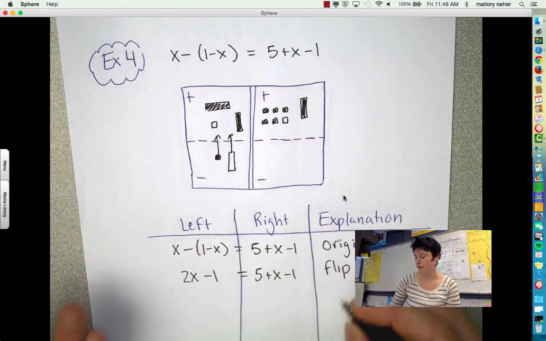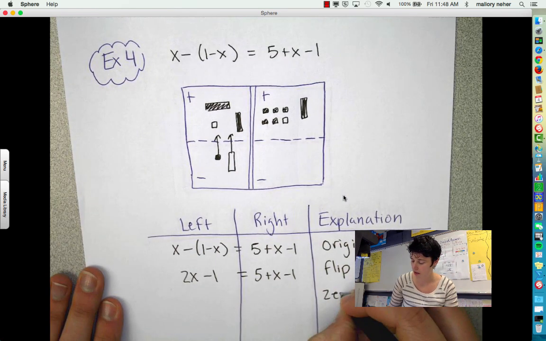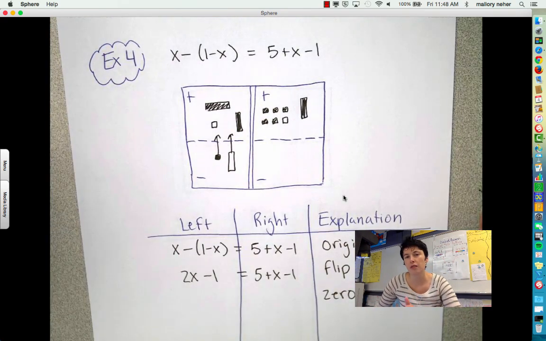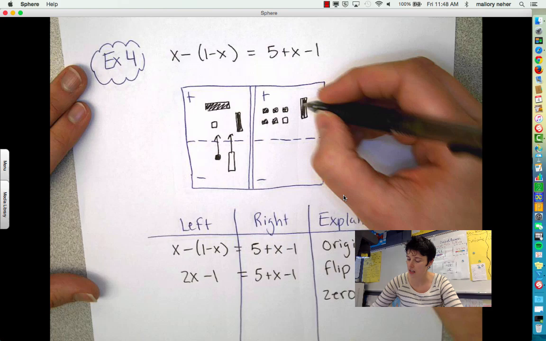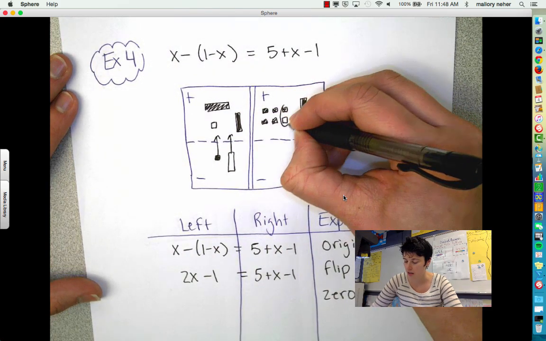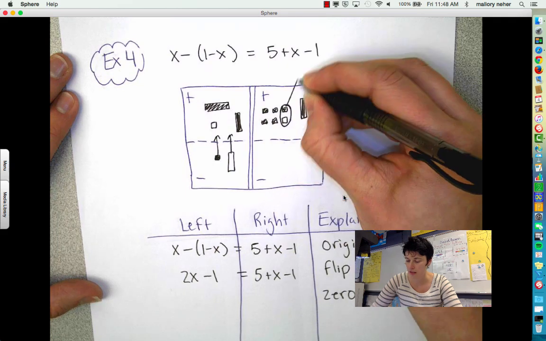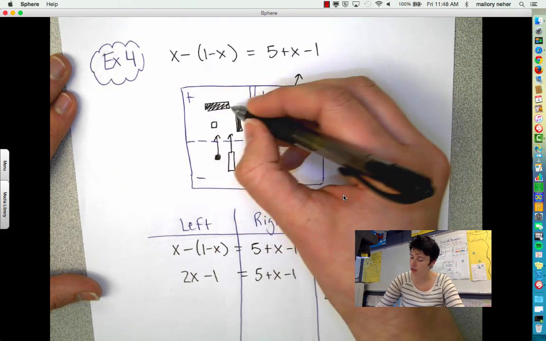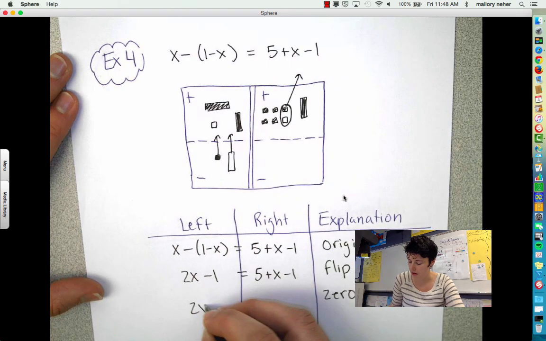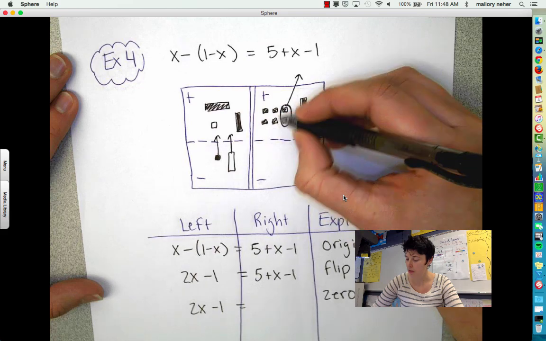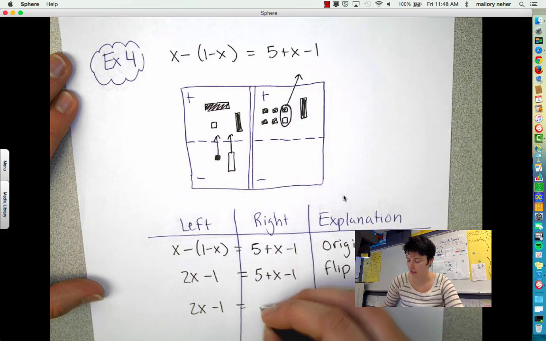Then I'm going to zero. So flip, zero. Look for things that are going to cancel out, positives and negatives that will balance each other out. So in this case, there's really nothing on the left, but over here on the right, there's a zero pair right there. Let's take those units off the mat. Left side doesn't change, it's still 2x minus 1. Right side is now 1, 2, 3, 4 plus x. So it got a little simpler.